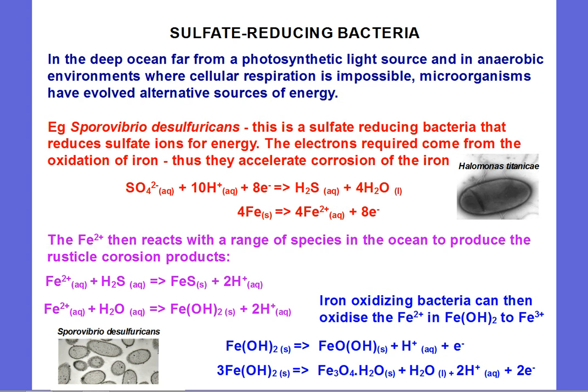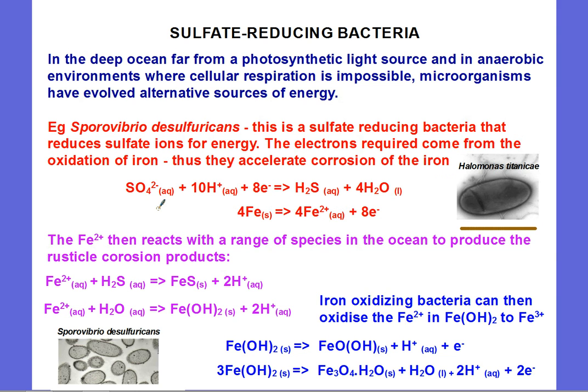So what was causing this excess corrosion? One of the first things they realised was there was something called sulfate-reducing bacteria. In the deep ocean, far from photosynthetic light sources and in anaerobic environments where cellular respiration is impossible, microorganisms have evolved to find alternative sources of energy. Desulfovibrio desulfuricans is one example. This is a sulfate-reducing bacteria that reduces sulfate ions for energy. And the electrons required for the reduction come from the oxidation of iron, and hence these bacteria can accelerate corrosion of iron.